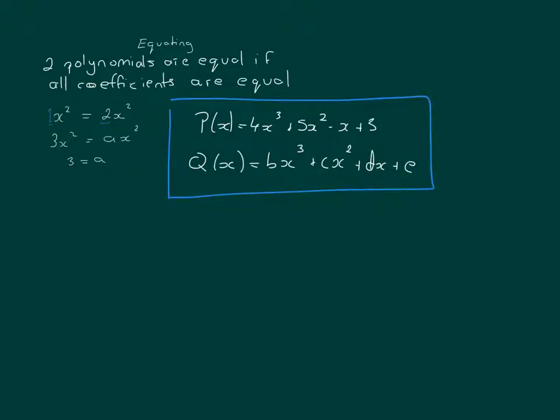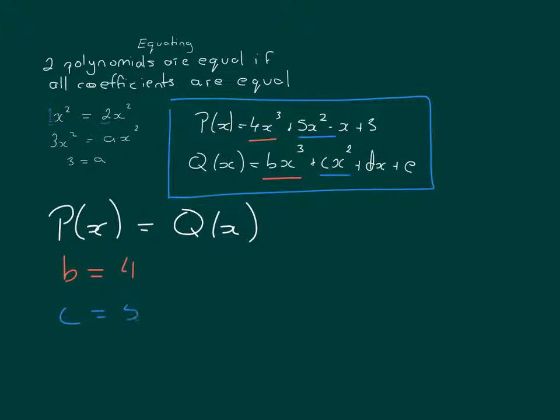Alright, so if we were told that p(x) is equal to q(x), that would automatically mean that all we had to do was match up the corresponding terms, and we would have our variables. So there's 4x cubed is the same as bx cubed, so therefore b equals 4. We have cx squared is the same as 5x squared, so therefore c equals 5.